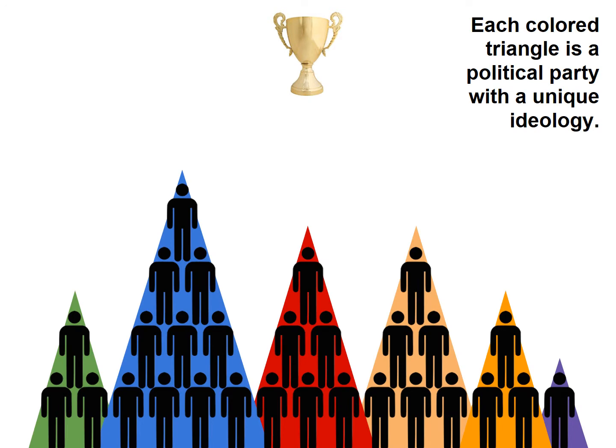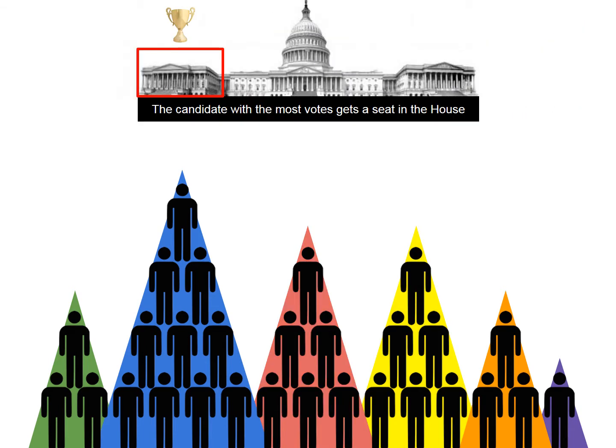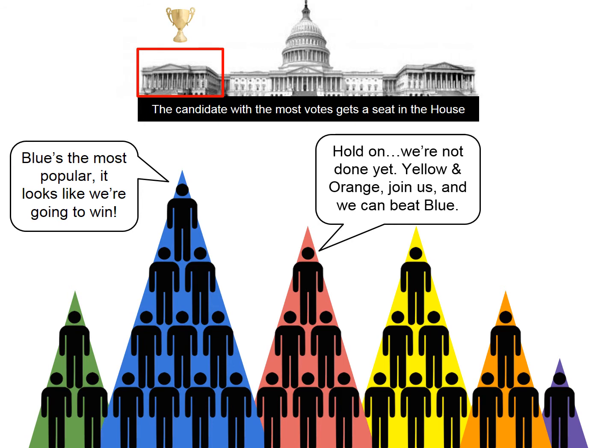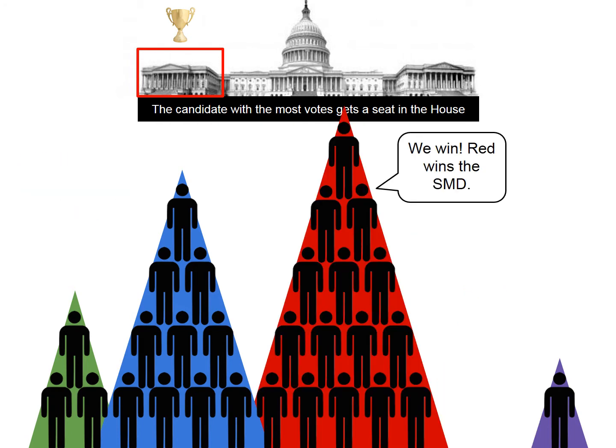Should we team up? Each colored triangle is going to be a political party with a unique ideology. You can see here we have 6 political parties. The candidate with the most votes gets a seat in the House of Representatives. However, you can see at this point, no one is able to reach the House of Representatives or the prize. Blue is the most popular, looks like they're going to win, but red says, hold on, we're not done yet. Yellow and orange can join us and we can beat blue. So, even though blue had been the most popular, political parties of similar ideologies are going to pair up and they're going to reach this prize.